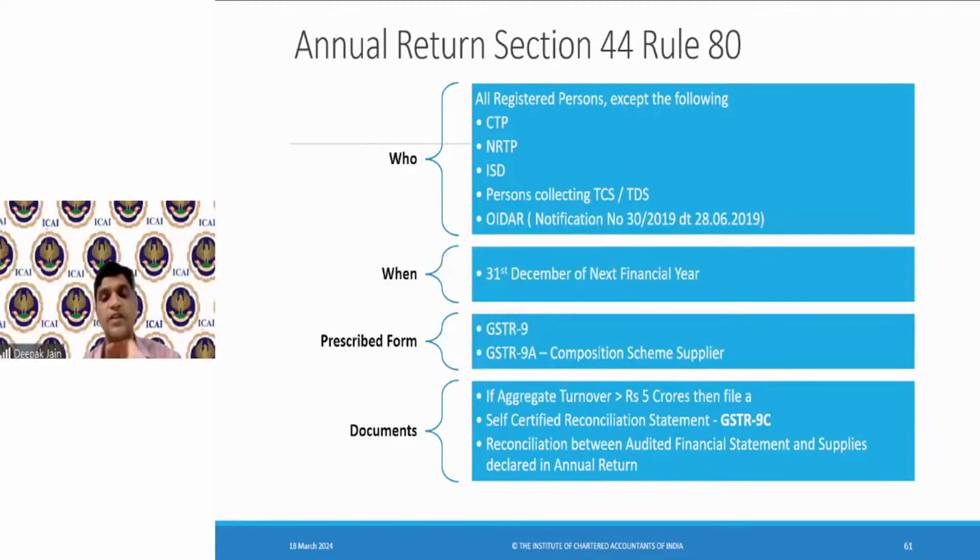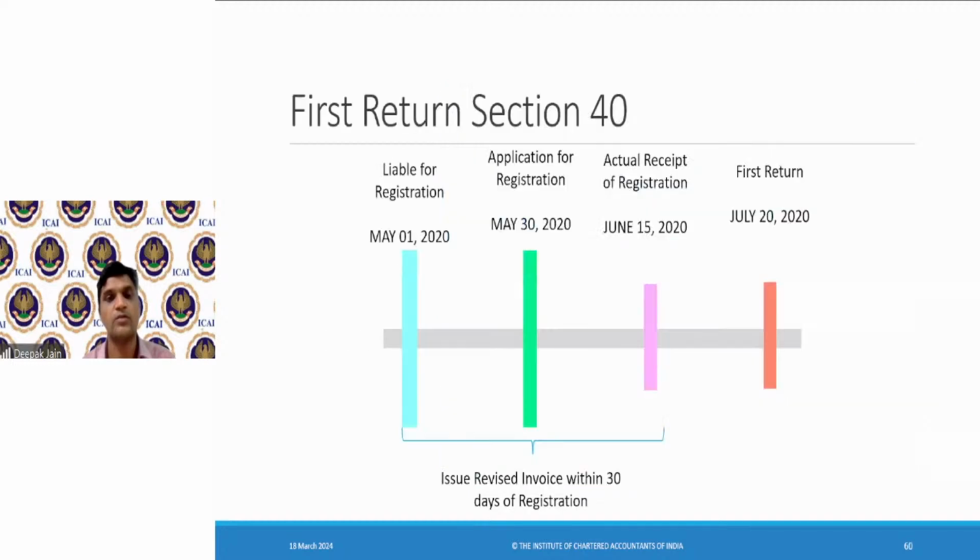If receipt of certification of GST was on 22nd March, like in that example you are saying, if it is on 22nd March, I did not understand, what is your question, Mayur?